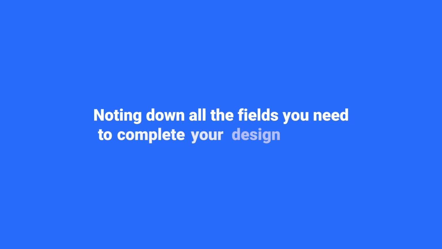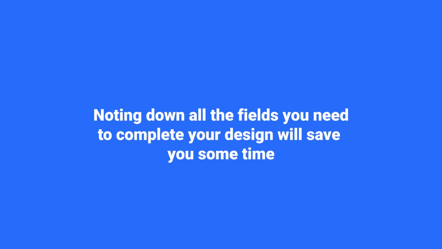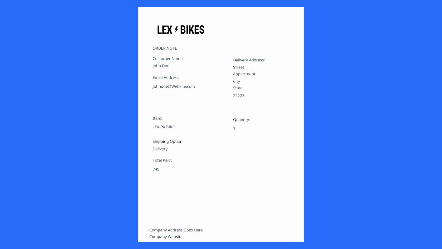I would suggest having all the fields that you're going to map to this PDF written down somewhere. That way you can organise your design and make sure you don't miss anything. I'm going to create an order note from the order form we saw earlier. This could be something that gets sent to the warehouse admin staff, which gives them all the info they need to get the item ready for dispatch.